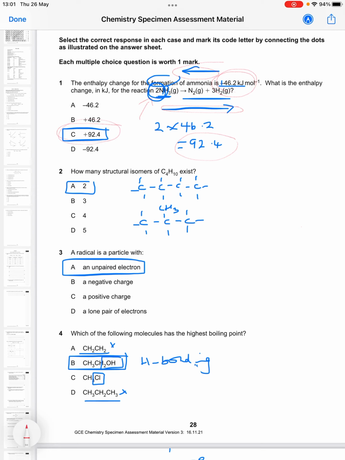Then the next question, how many structural isomers of C4H10 exist? Well, there's one where you have a 4 carbon chain and then one where you have a 3 carbon chain with a methyl group attached to it. So the answer there is A.